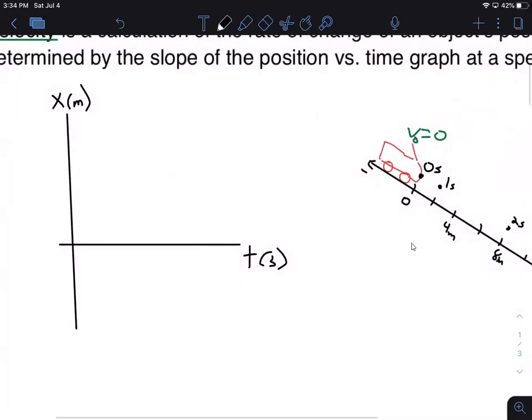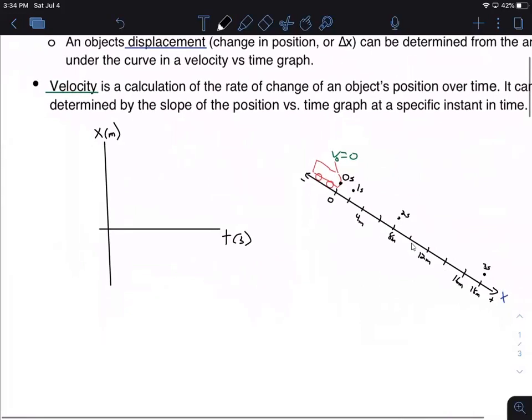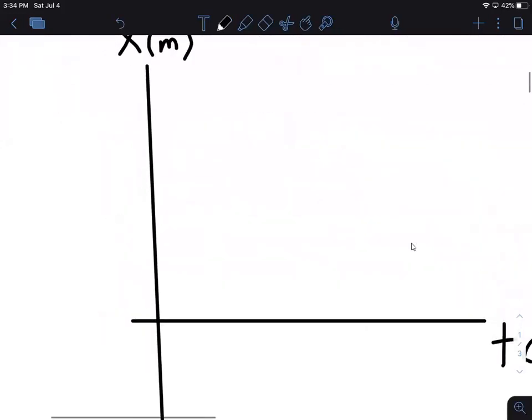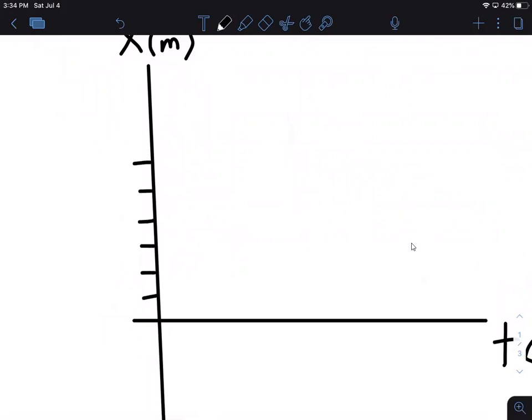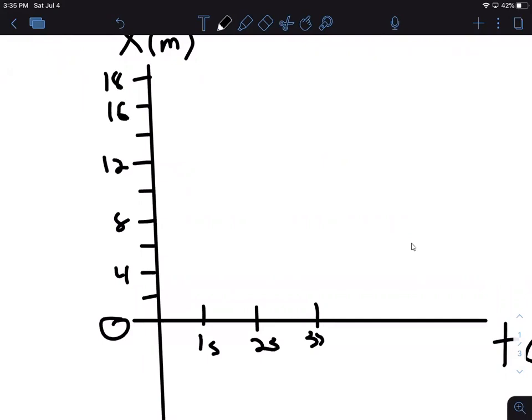So we got time in seconds, position in meters. I want to make sure I can get up to 18 meters there. So we're going to go 2, 4, 6, 8, 10, 12, 14, 16, 18. Great. And 1, 2, 3 seconds. And this is my 0 position. 1, 2, 3. And 4, 8, 12, 16, 18.